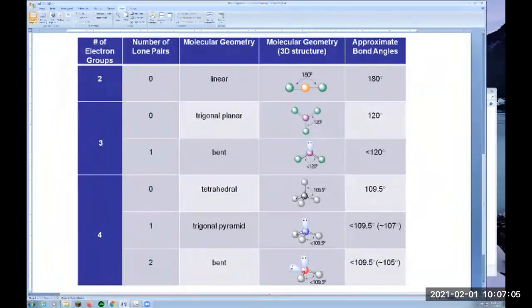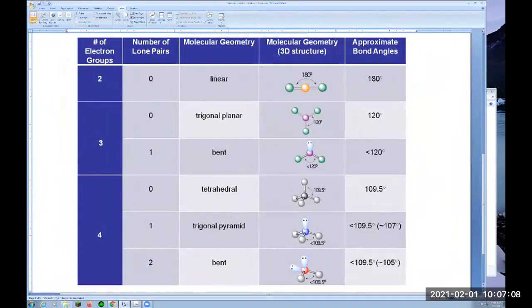Hello, so we'll finish the chapter 12 review, and we'll go over how to find out the molecular geometry, or the shape of the molecules. And for this, you will need this table that you see now.